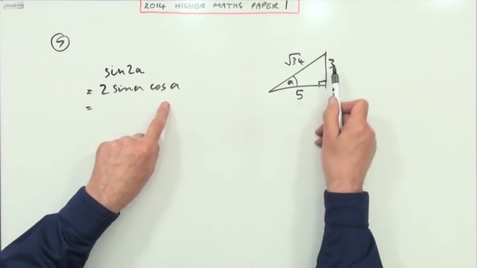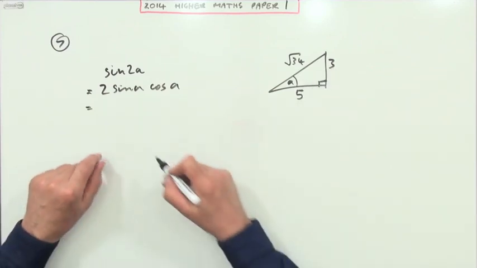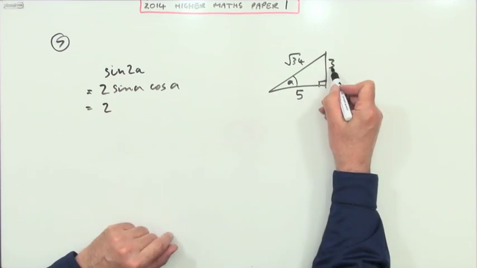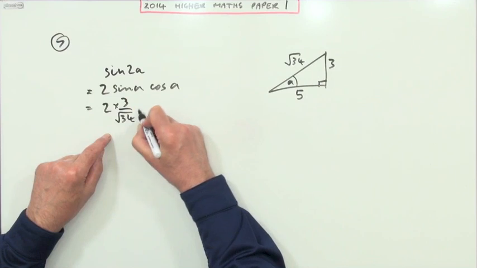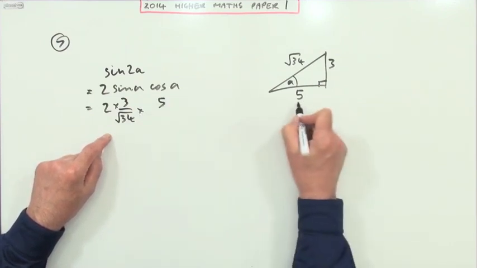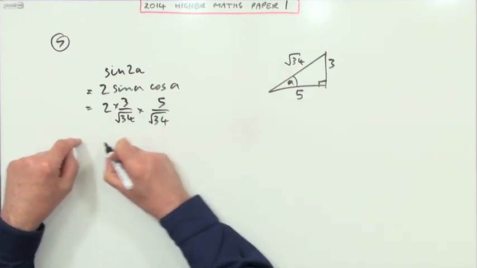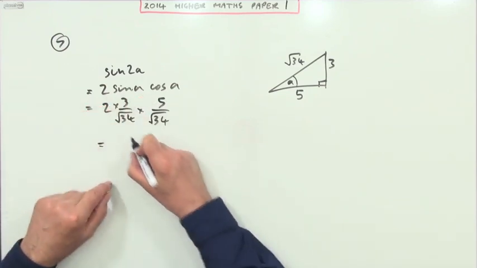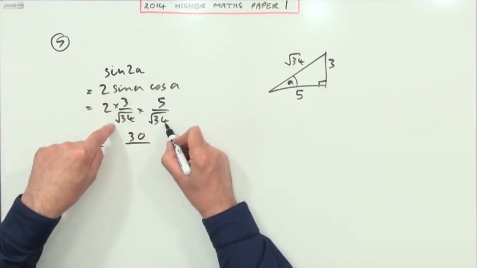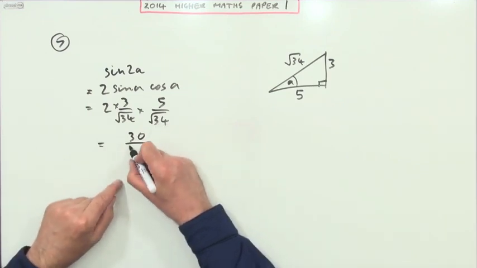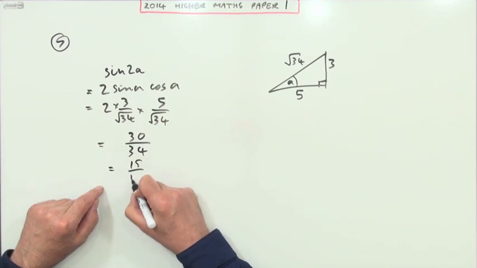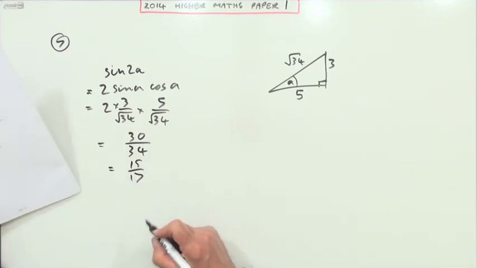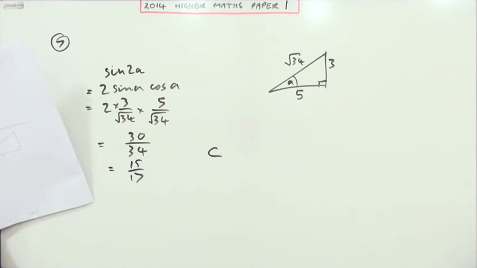And that's quite good because it wouldn't matter if you got your sines and cosines mixed up, you still get the right answer. Sine is opposite over the hypotenuse, that's the 3 over the root 34. And the cosine's adjacent, that's the 5 over the root 34. So you've got 2 times 3 is 6 times 5 is 30 on top, and the same root times itself will just pop the 34 back out. But cancelling that down by 2 gives you 15 over 17. And 15 over 17 is indeed there, it's part C.